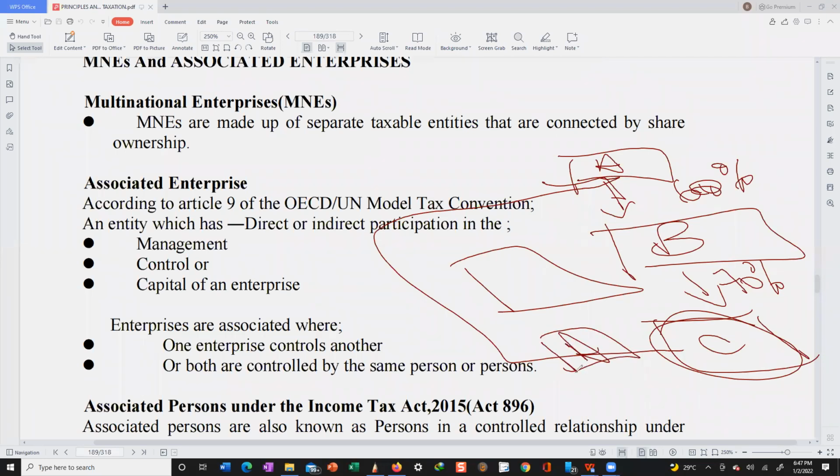Let's say A has another subsidiary D and also another subsidiary B, as we can see from here. Both of them are under common control. So it says that one enterprise controls the other, like A and B, or A and C, B and C, or both are controlled by the same person or persons. So A controlling D and B.